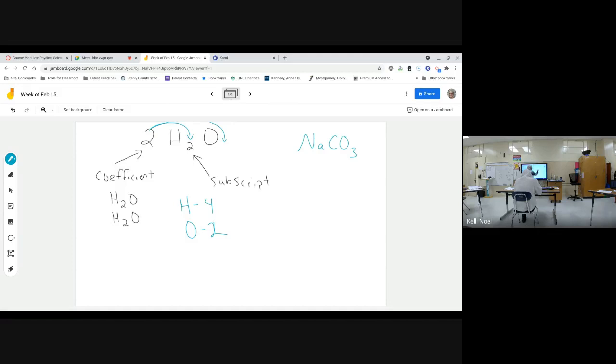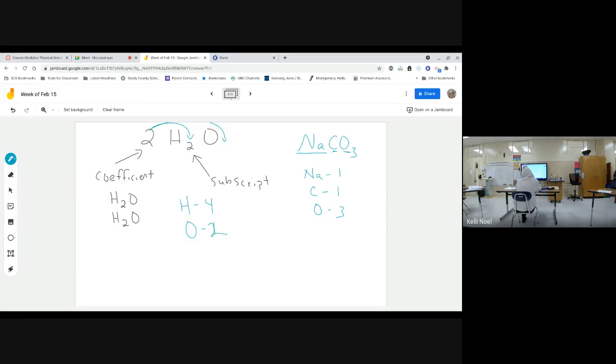This is one thing. If there's a capital and a lowercase, they go together. And if there's never a number beside it, it's a one. Okay. And then here's the third one. So you have N, A, C, and O. She has nothing. So 1, 1, and 3. Those are simple. But look at the second example.